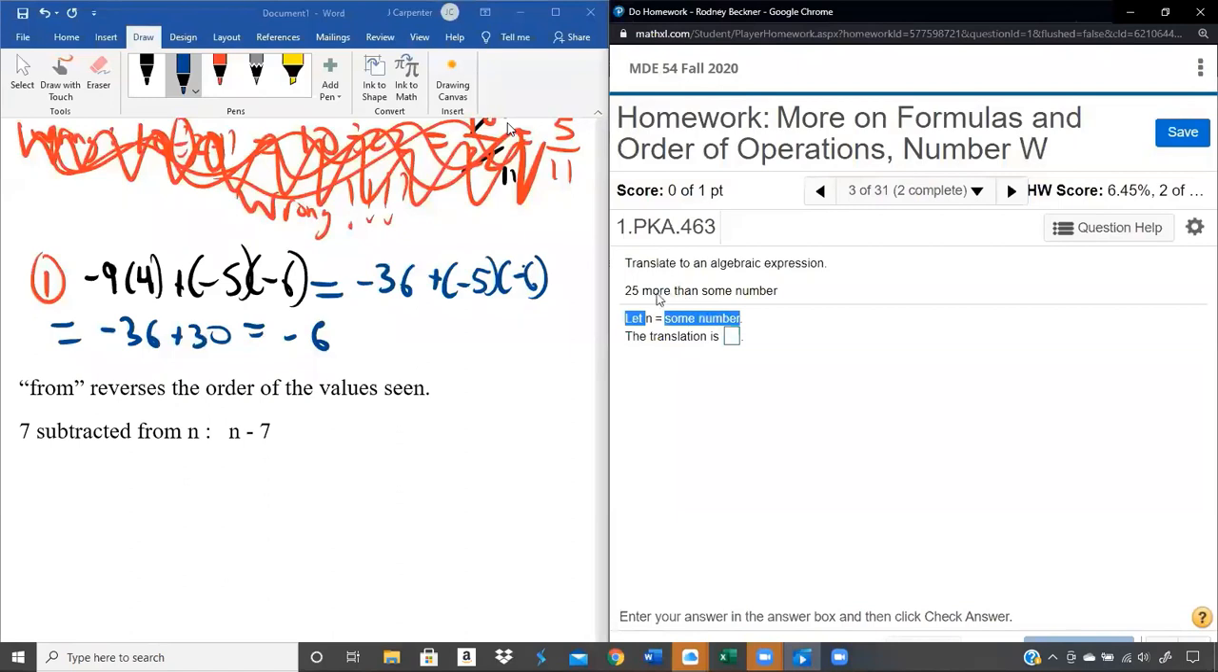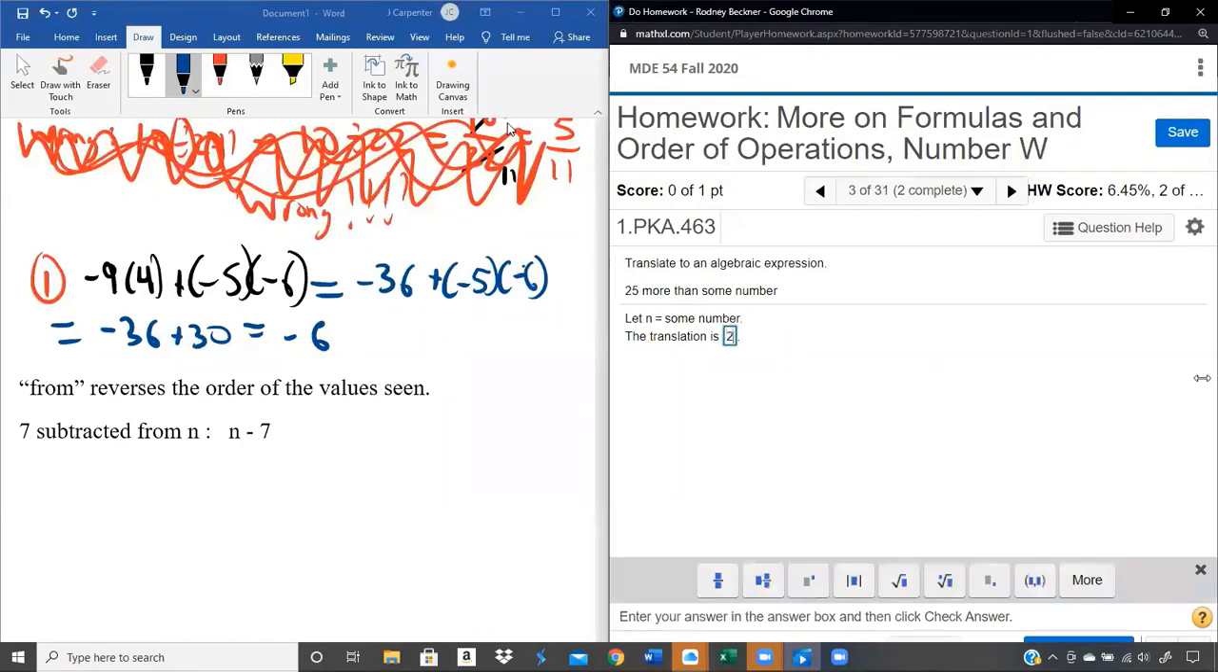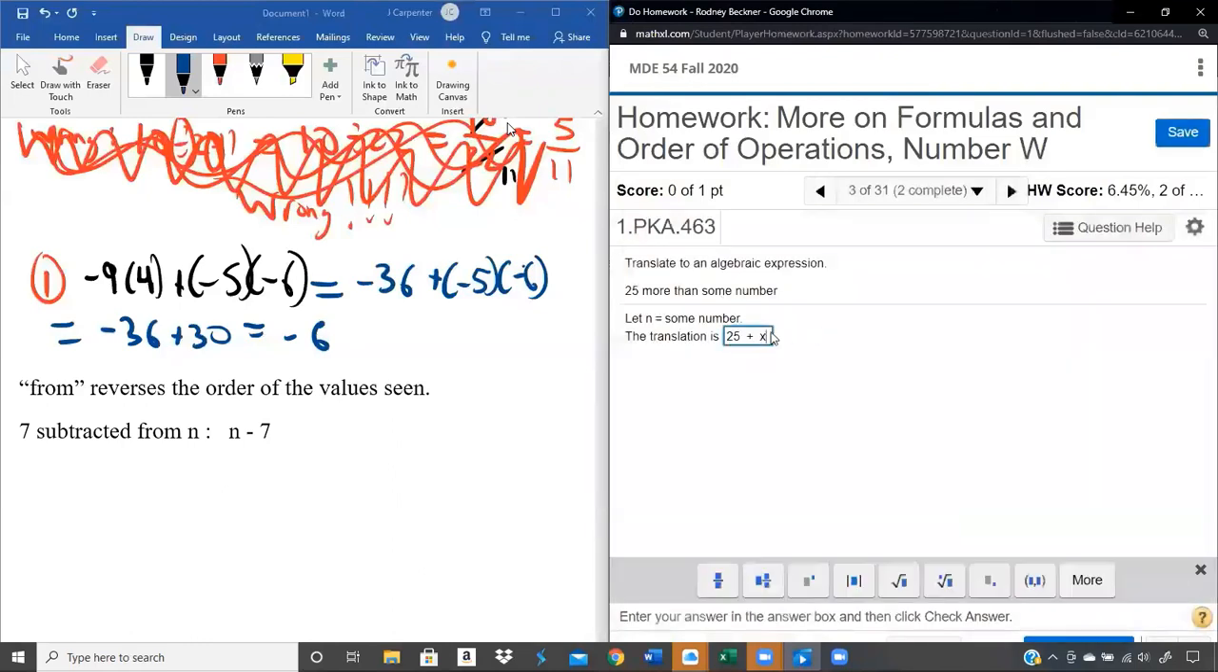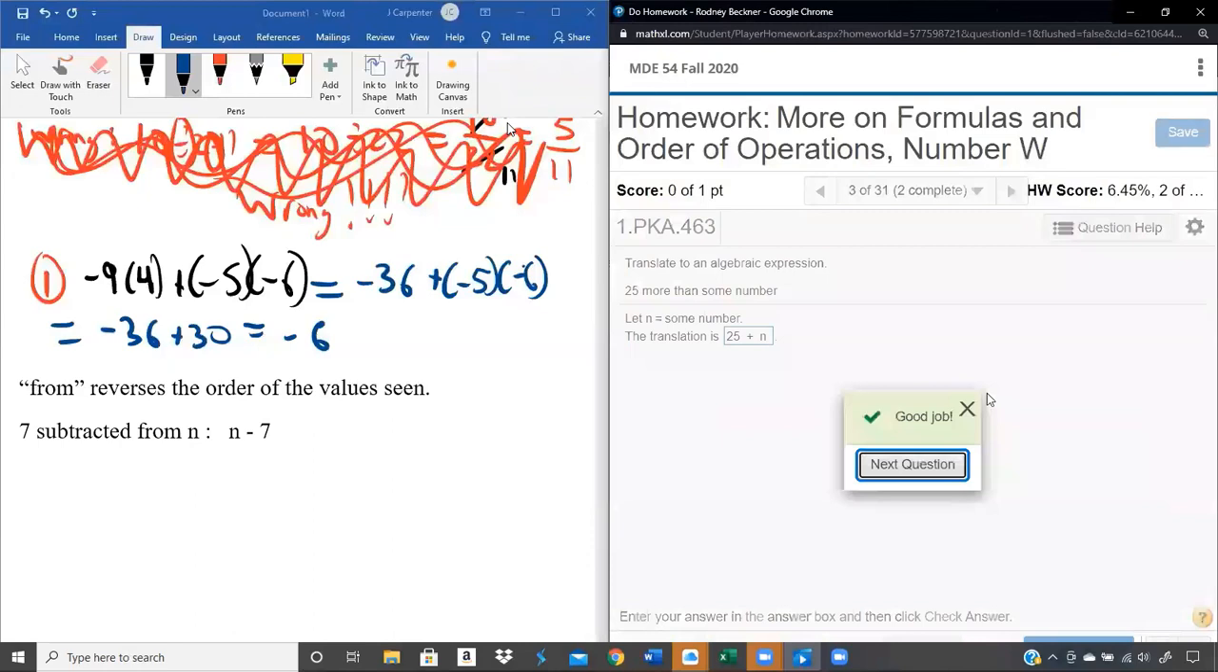More than means to add. 5 more than 10 would be 5 plus 10, which is 15, because 10 and then 5 more. So 25 more than some number would be 25 plus that number. So 25, and then I do plus X, and I'm rushing, and I check my answer, and they say it's not right. They say more than corresponds to addition. That's a pretty good hint. It's actually not what's wrong with what we have up here, and that might be confusing if you don't pay attention. But what we did wrong was we used our generic X, which we usually like to do, instead of what my math lab told us to do, which was to use n.